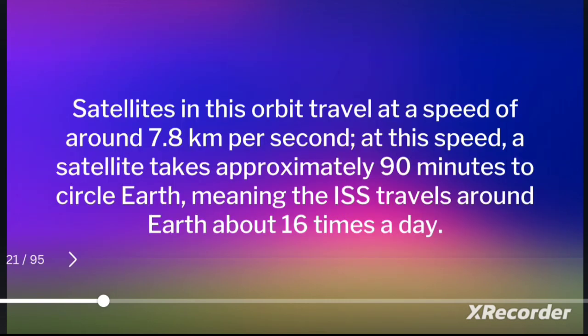Satellites in this orbit travel at a speed of around 7.8 km per second. At this speed, a satellite takes approximately 90 minutes to circle the Earth, meaning the International Space Station travels around the Earth about 16 times a day.